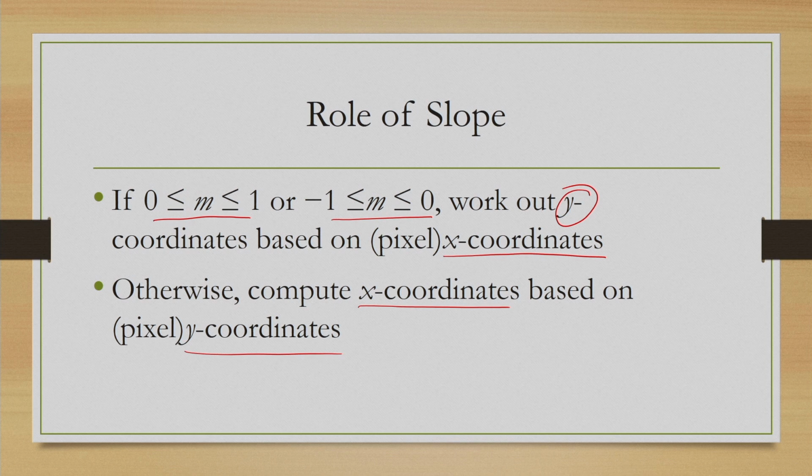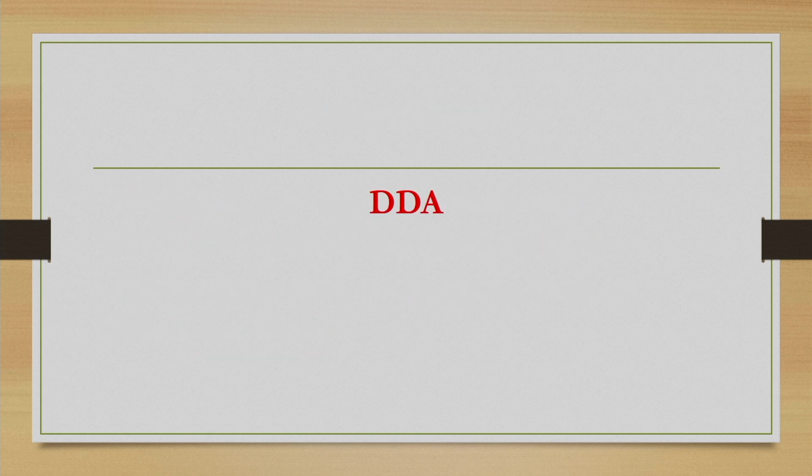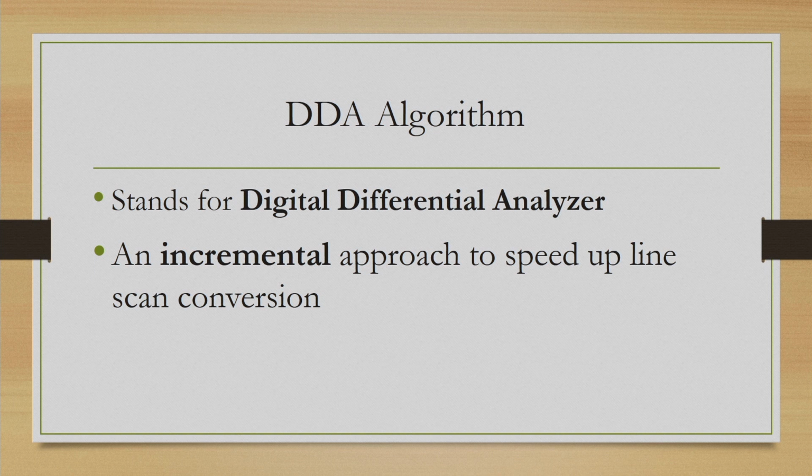Now, let us go back to a better line scan conversion algorithm compared to the simple approach that we have learned earlier. This approach is called DDA, or Digital Differential Analyzer. DDA stands for Digital Differential Analyzer, and this is an incremental approach which is developed to reduce floating point operations. That means, to increase the computation speed of the scan conversion process.